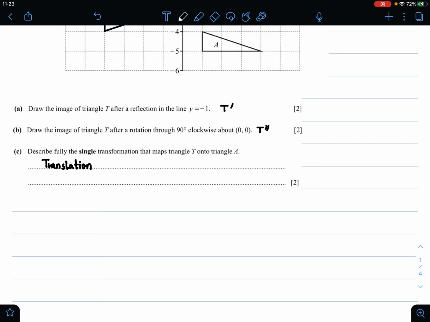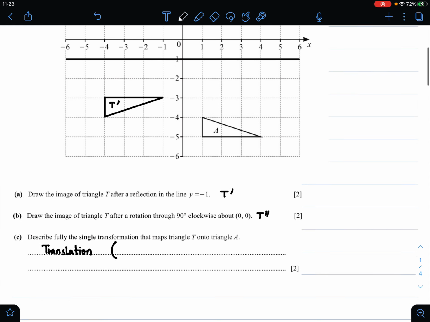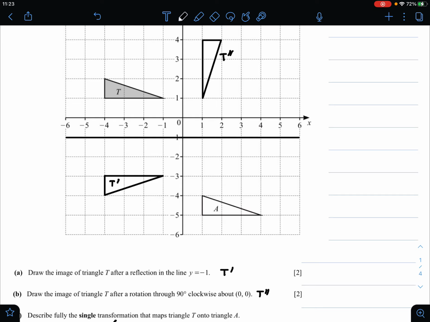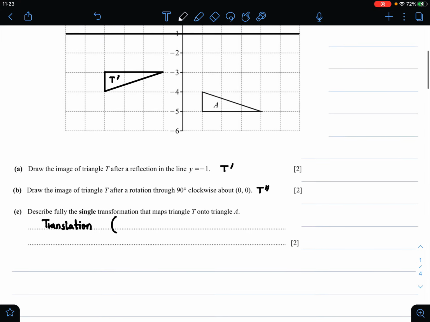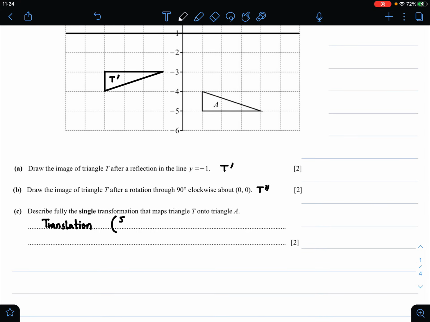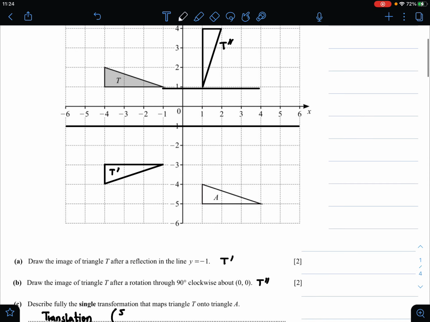And now while writing translation, you need to give one more part of your answer, that is by how much it is getting translated. So the above number in your vector will be how much it moves right or left, and the below number will be how much it moves up or down. So the above number in the vector would be, since we are moving the triangle till here, 4 minus of minus 1, which is 5. So your above number will be 5, which means that you're moving 5 units to the right.